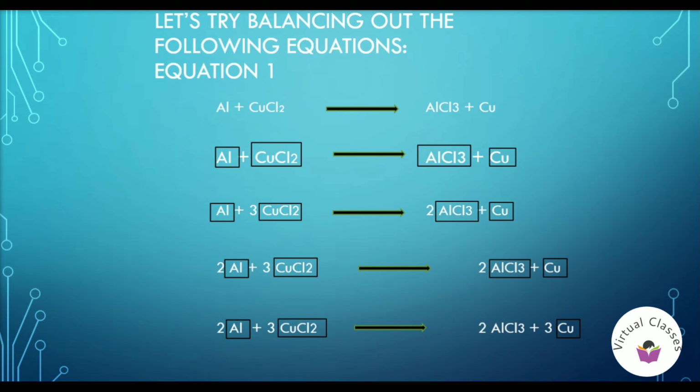Now, the reaction is completely balanced. Let's recheck. Aluminium atoms are 2 on the reactants and product side. Number of copper atoms on the reactant as well as the product side is 3 and number of chlorine atoms on the reactant as well as the product side is 6. Hence, the reaction is balanced now. We have learned balancing in this part of the video.